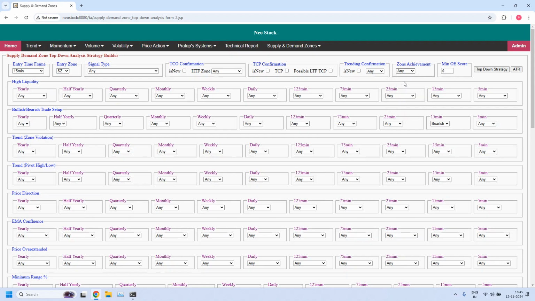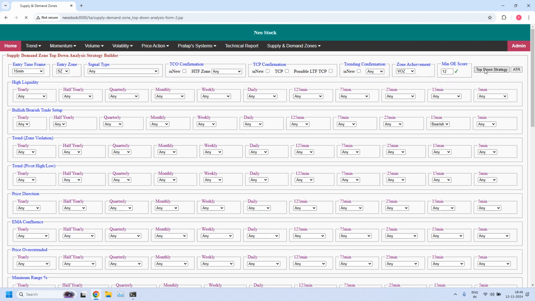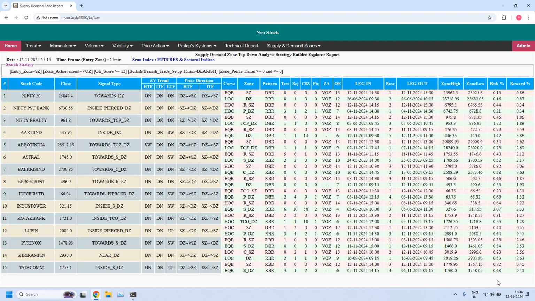And zone achievement violated opposing zone. Minimum odd enhanced score 12. All 3 filters are applied to 15 minute supply zone. We got 15 stocks. All these 15 stocks are supporting bearish trade setup for daily income trade. That is, entry time frame 15 minutes supply zones. Entry zones are 15 minute supply zones. In these 15 minute supply zones, there could be some high probability supported stocks available. We need to find them.